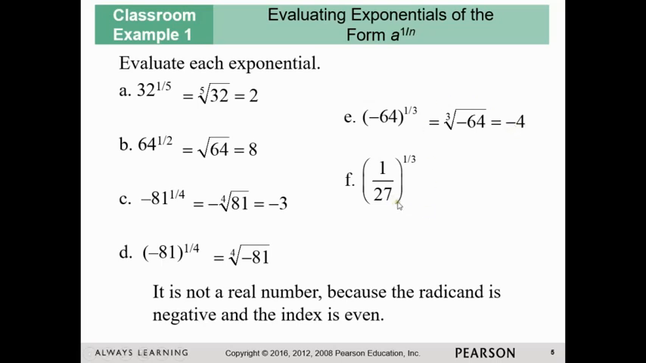Now, F, what we're going to do here, we're going to take the cube root of both the numerator and the denominator, because remember, the denominator of the rational exponent becomes the index of the radical expression. So what we did was take the cube root of 1, which is 1, and then we took the cube root of 27, which is 3. Remember, we can break those up into the numerator and the denominator.